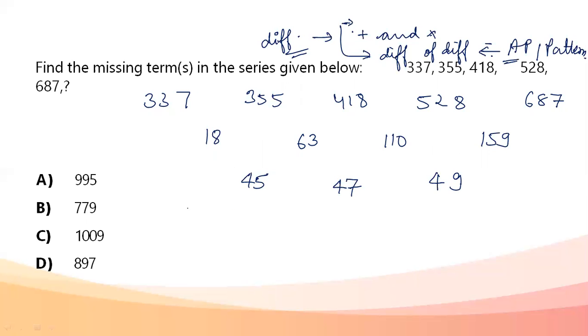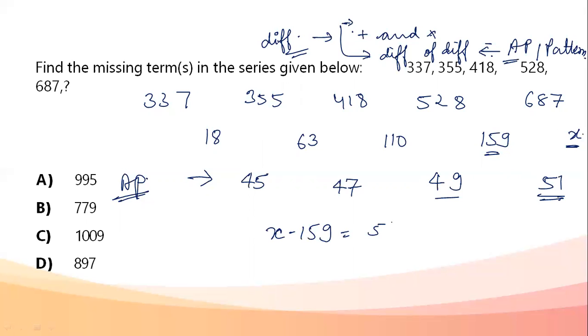So one thing that is clear here is the difference of difference. This is an AP. So according to that, the next difference that should come up here should be 51. Now, if this is 51, that means whatever number is here after 159, let's say this is X, the difference that was there, let's say that is X. So X minus 159 would have been 51.